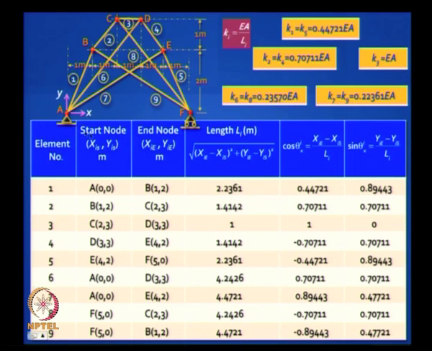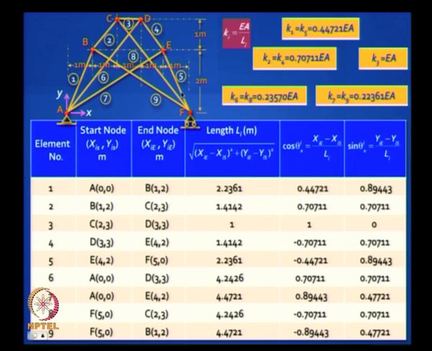Then I have to decide on my direction for X star. That means I must identify my start node and end node. So for example, bar 1 starts at A, ends at B, bar 2 starts at B, ends at C, bar 3 starts at C, ends at D, bar 4 starts at D, ends at E, and bar 5 starts at E, ends at F, right.